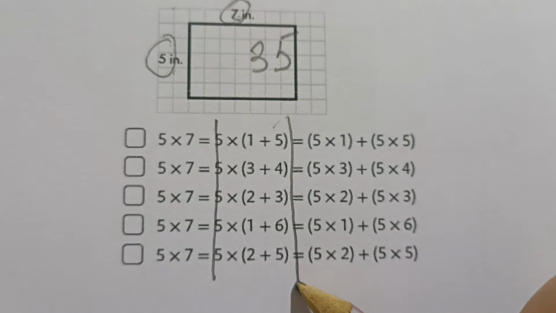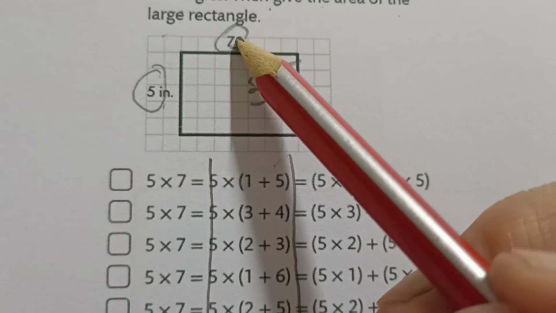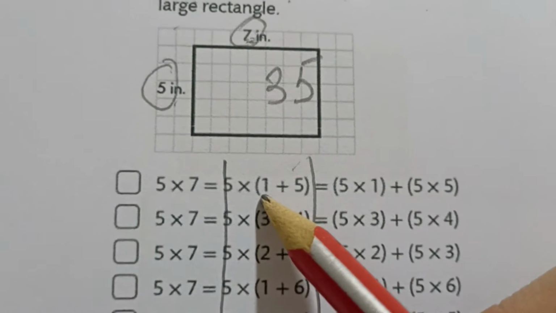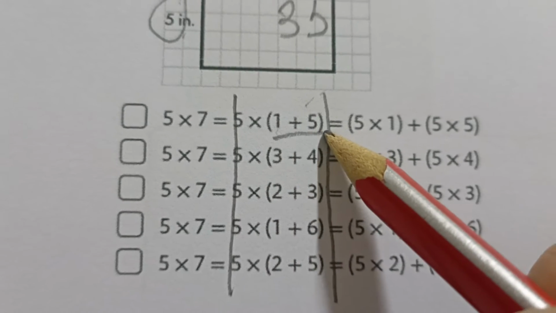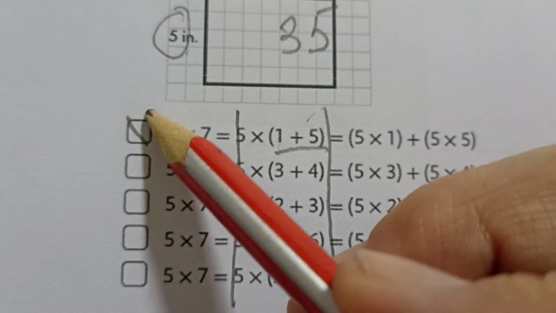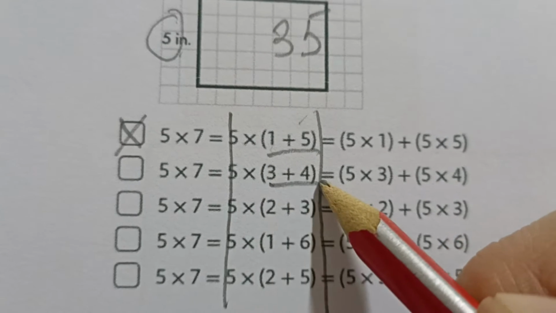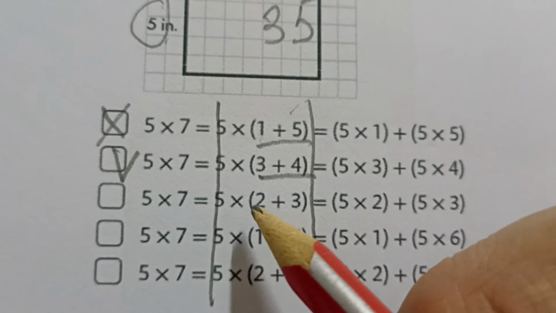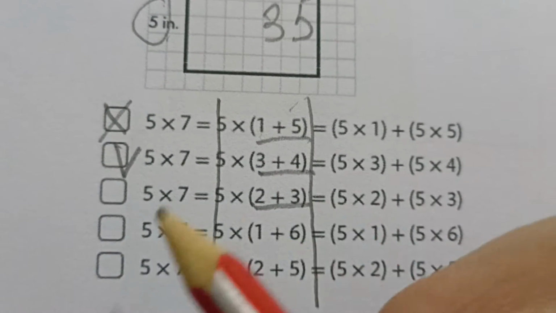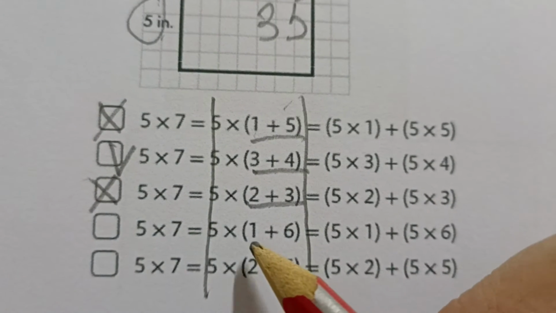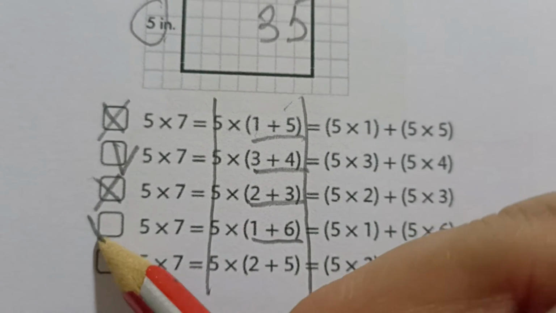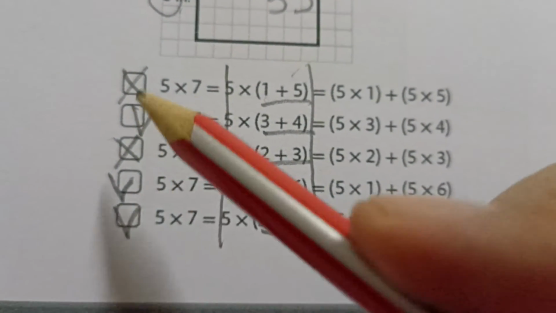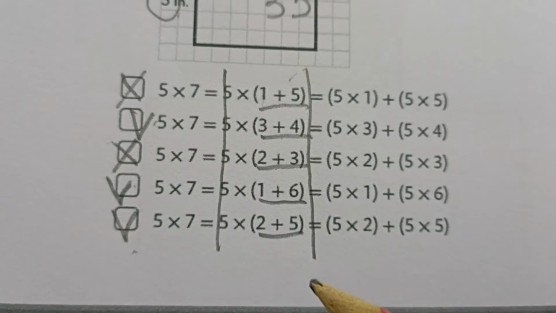Here we are going to see, can we break apart 7 or not, okay? So you have 7. Look at the first one. 1 plus 5, is it 7? No. 3 plus 4, is it 7? Yes. 2 plus 3, is it 7? No. 1 plus 6, is it 7? Yes. 2 plus 5, is it 7? Yes, okay. So we have 3 correct answers.